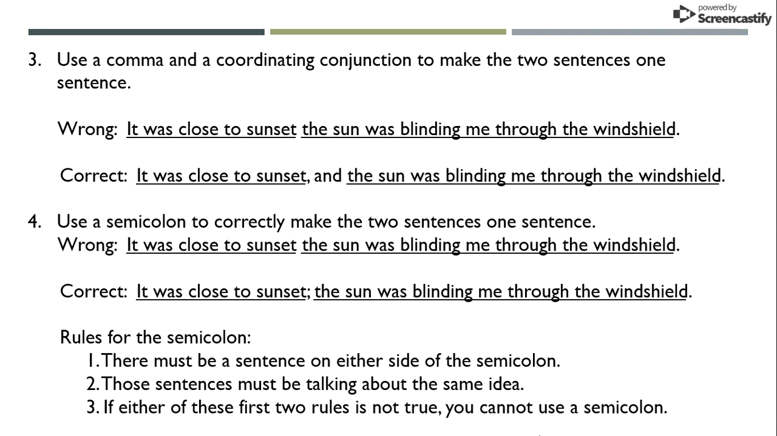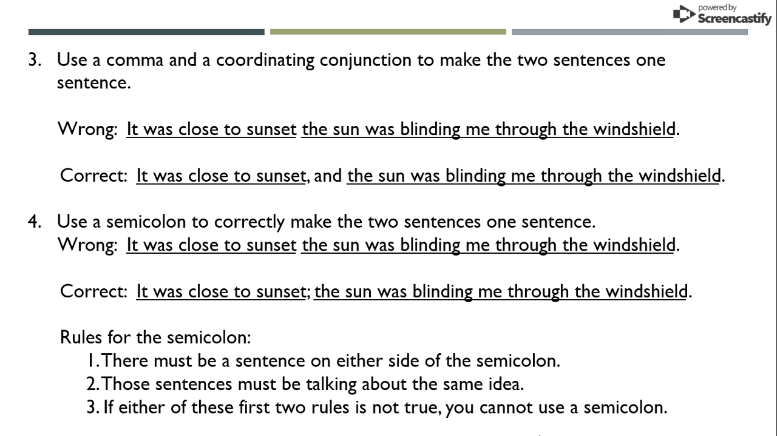And the first way that you would do that is to use a comma and a coordinating conjunction to make the two sentences one sentence. You see here our example sentence that we've been working with in this video. It was close to sunset. The sun was blinding me through the windshield. These are two sentences. So how do I put them together? Sometimes the easiest way is to just put in that comma after sunset and then the appropriate coordinating conjunction after the comma. Coordinating conjunctions are words like for, and, nor, but, or, yet, and so. Just make sure you use them with a comma. If you just use the conjunction, you still have a mistake on your hands.